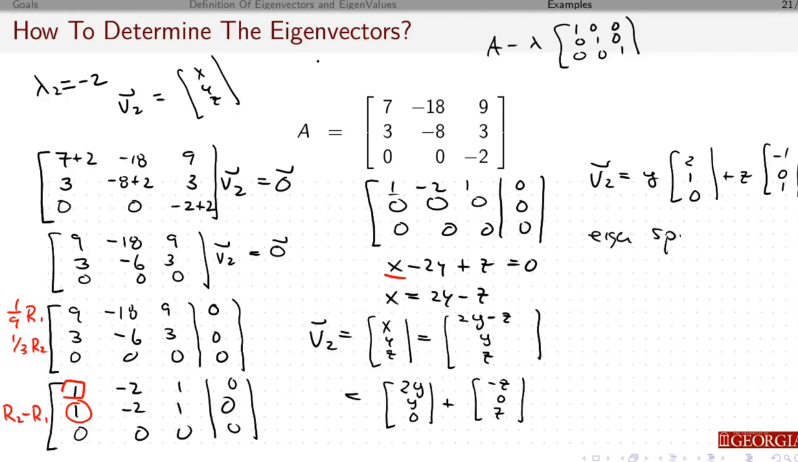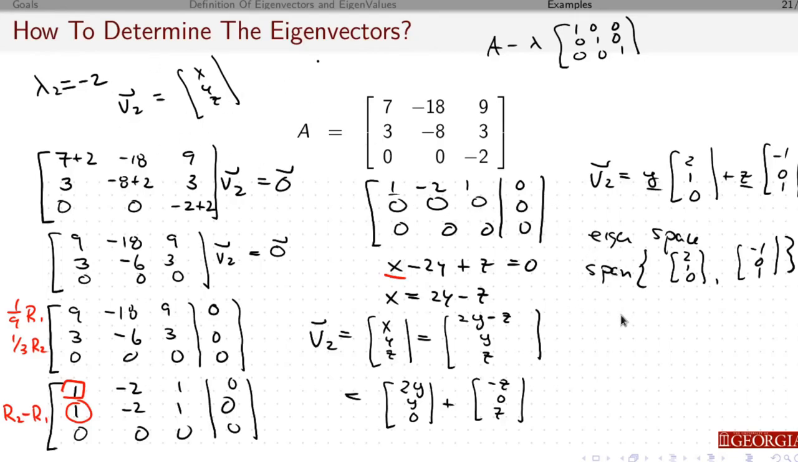So my eigenspace, so there's no restrictions on y or z, is the span of the vectors given by 2, 1, 0, and minus 1, 0, 1. So any linear combination of these two vectors will give me an eigenvector with a corresponding eigenvalue of minus 2.